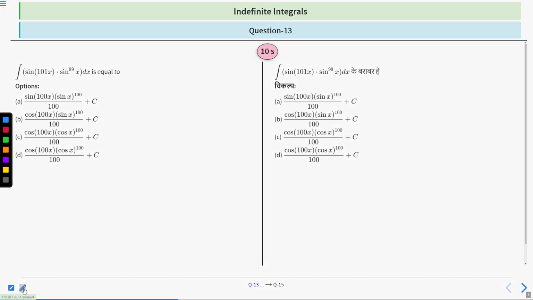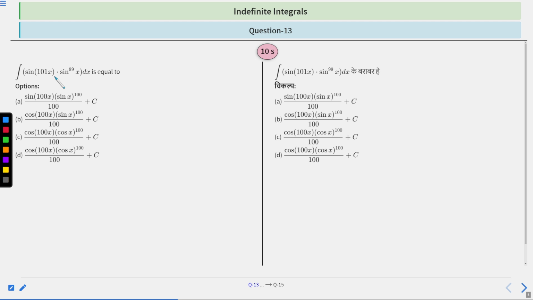Let's start with question number 13, which says: integration of sine 101x into sine to the power 99x dx is equal to. We have to integrate basically this thing. The hint of this question is, as you can observe in the options, all the terms are in power 100, or sine 100x upon 100. So 101x can be written as 100x plus x, and sine 101x can be written as sine of (100x plus x), because we need to convert all the things into 100 terms.